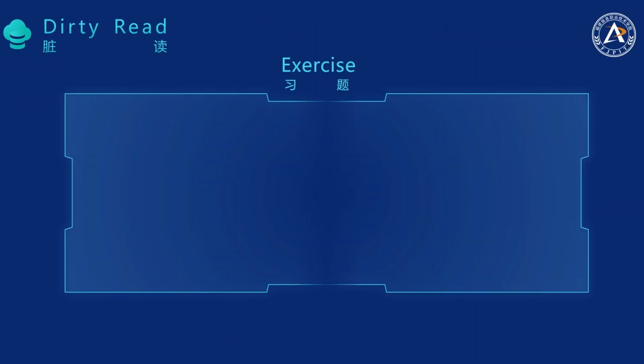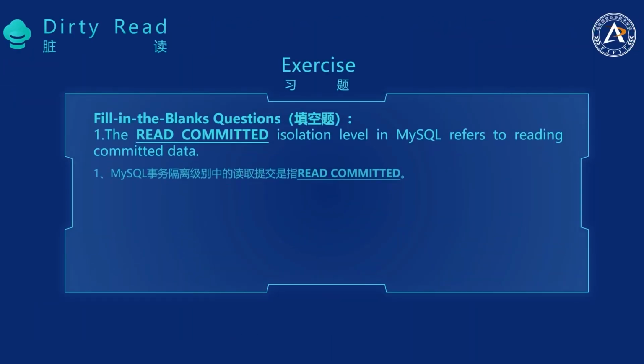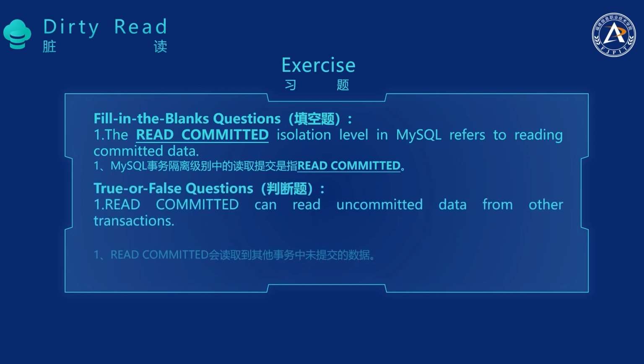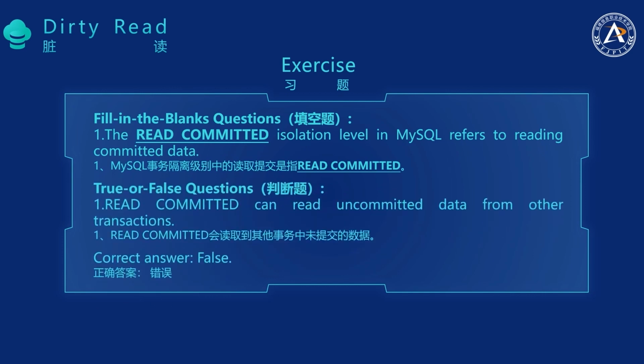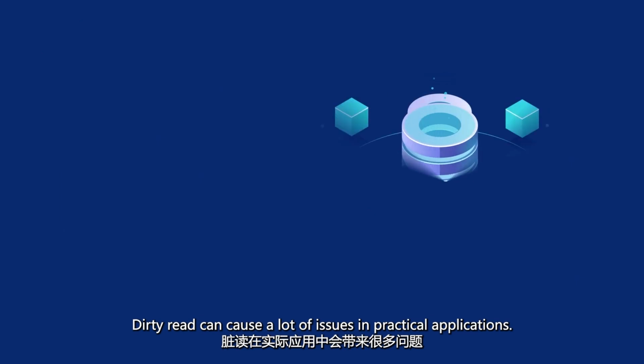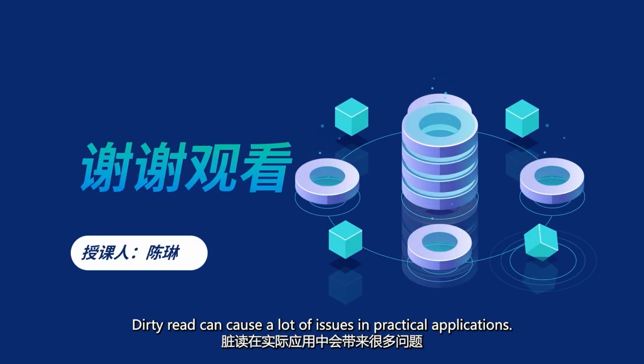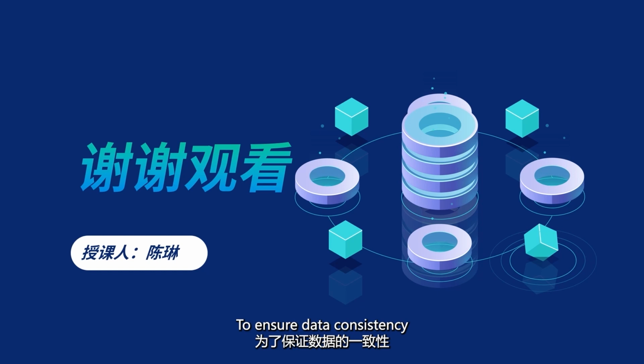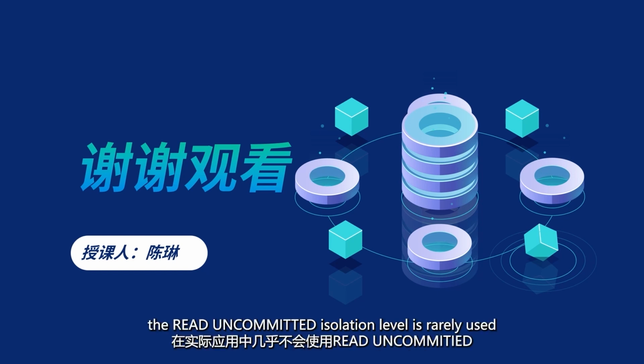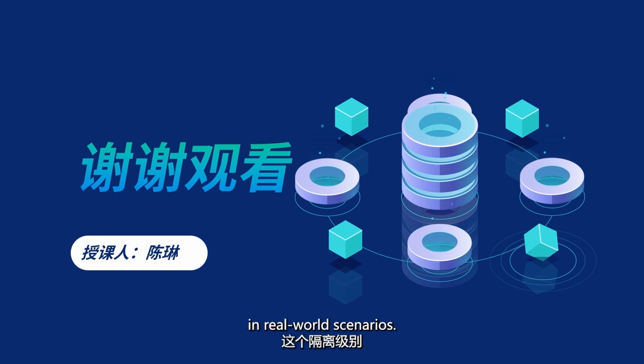Fill in the blanks questions. First, the read committed isolation level in MySQL refers to reading committed data. Dirty read can cause a lot of issues in practical applications. To ensure data consistency, the read uncommitted isolation level is rarely used in real-world scenarios.